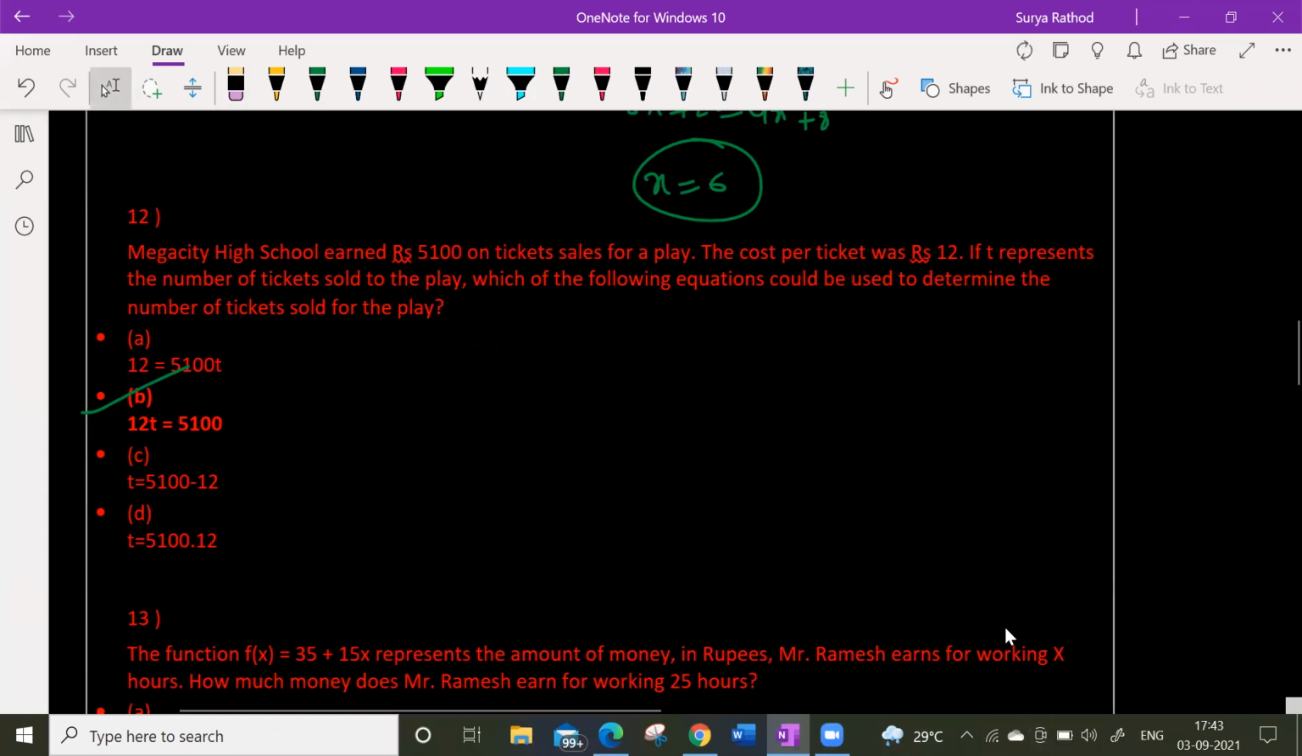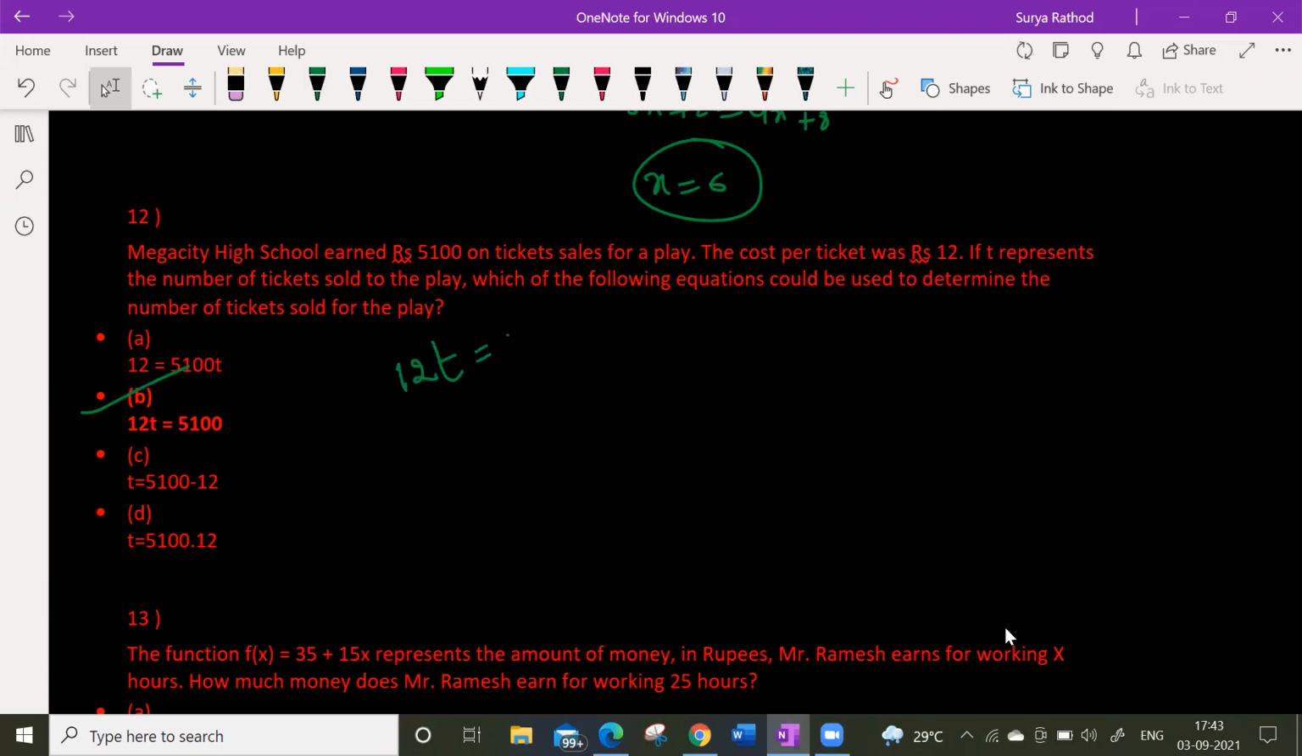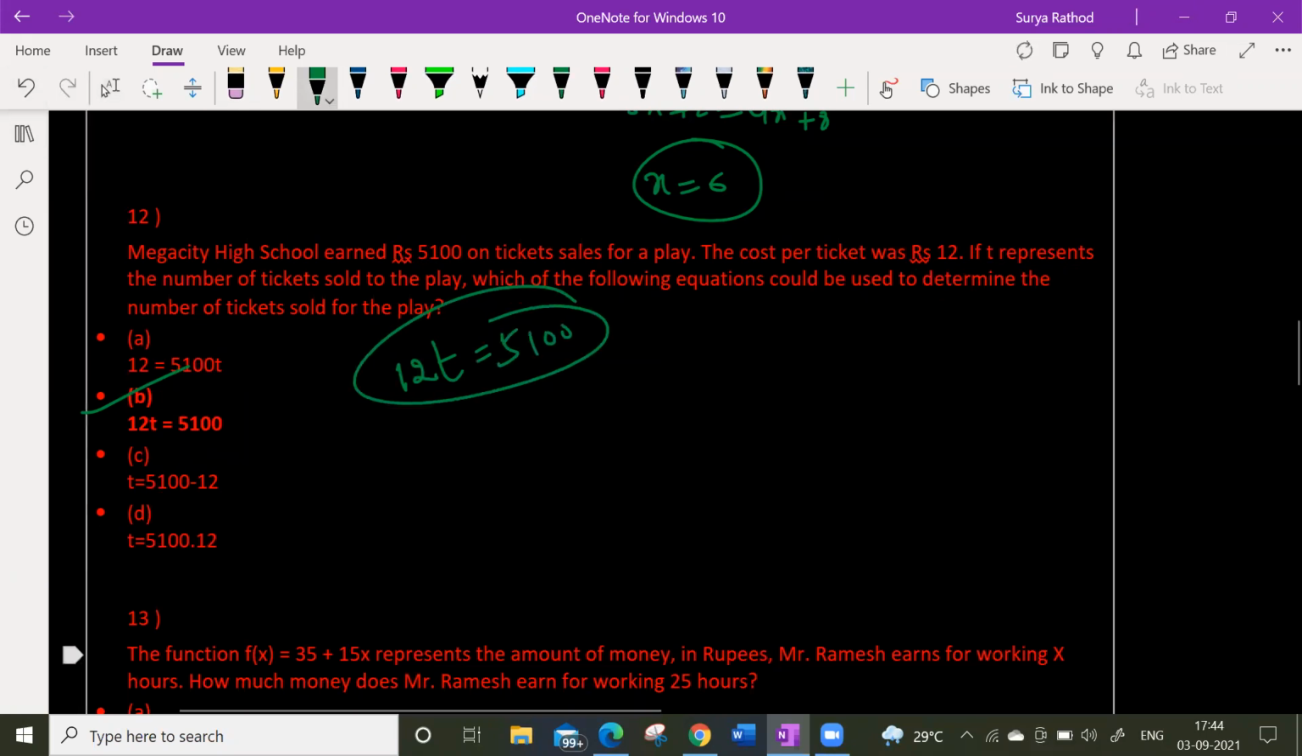Yes or no? Yes, sir. One ticket cost is 12 rupees. Who's that? Sorry, sir. Unmute, please.